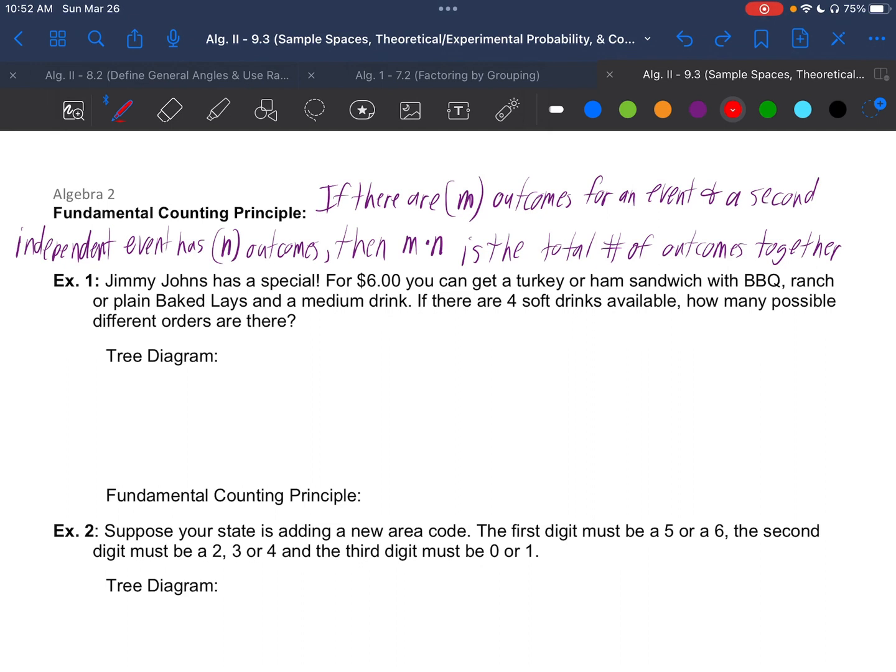So you can do a tree diagram, for example. You can say, okay, out of your 2 sandwiches, you have turkey and you have ham. And if you pick turkey, you could get 3 different types of chips. You can get barbecue, you can get ranch, or you can get plain. And then you can have those same options if you pick ham. You can get barbecue, you can get ranch, and you can get plain. So then if you have turkey and you choose barbecue chips, well, you still have those 4 different options of soft drinks.